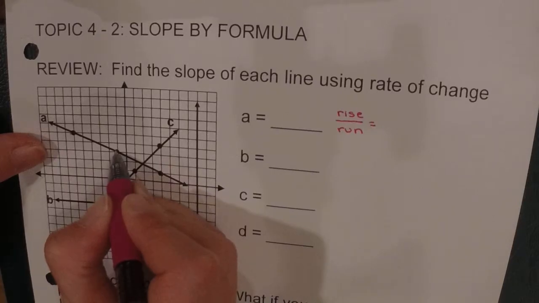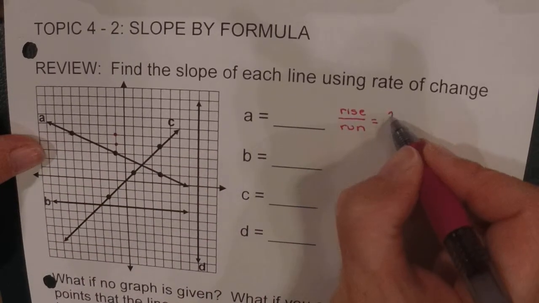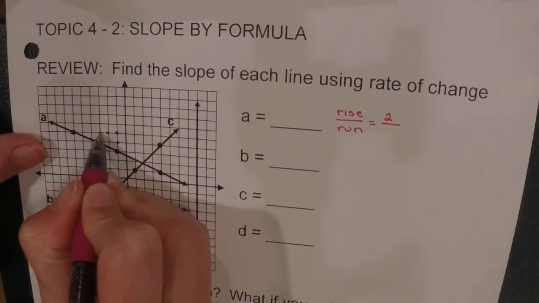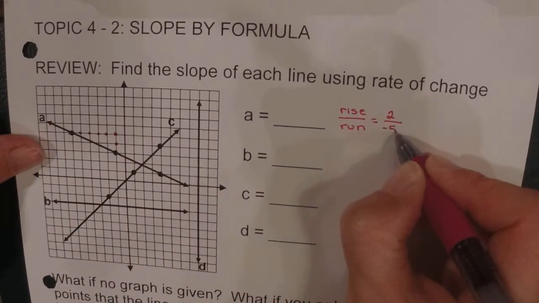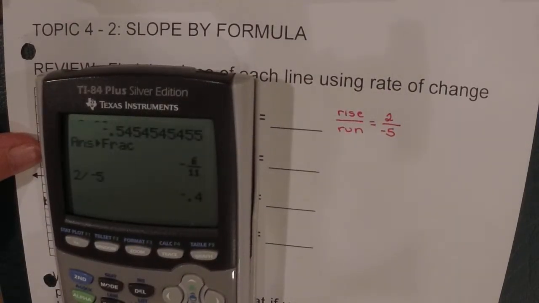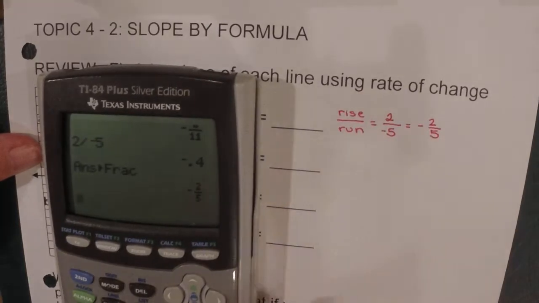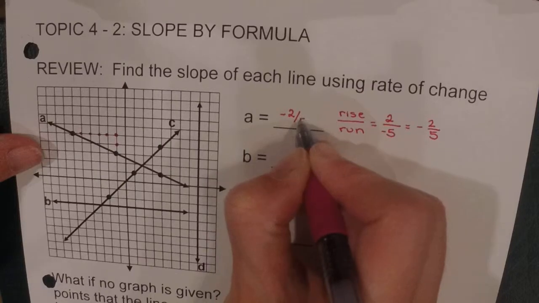So I'm going to go up 1, 2. So my rise is 2. And then left 1, 2, 3, 4, 5. So then if I put that in my calculator, 2 divided by -5, and of course yours would give it to you as a fraction already, it says -2/5. So my slope for A is -2/5.